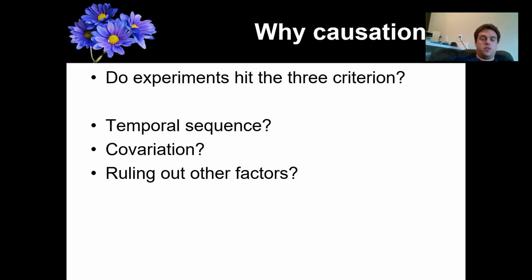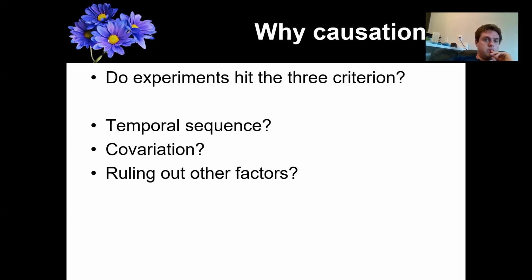So the 3 criteria, if you remember, were temporal sequencing, covariation, and ruling out other factors. Temporal sequencing being, did the cause come before the effect? It has to for there to be causation, right? Wouldn't make sense to say my cat caused my allergies if you had allergies before you got the cat, something along those lines. Remember, covariation just means correlation, so is a change in one variable associated with a change in another variable. That doesn't show causation by itself. And the last one, ruling out other factors.